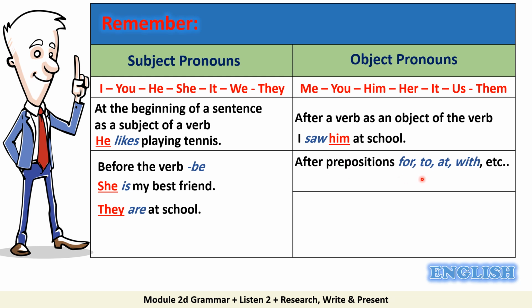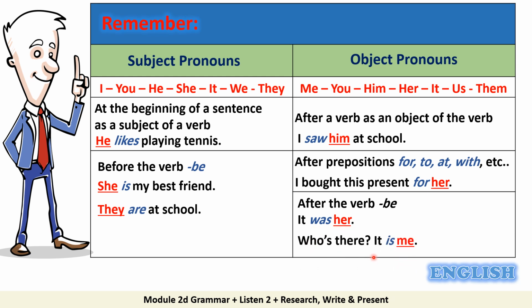After prepositions for, to, at, with, etc. Example, I bought this present for her. Note that the personal pronoun her goes after the preposition for. After the verb be. Example, it was her. Who's there? It's me. Note that the personal pronouns her and me go after the verb be. It was her. It is me.